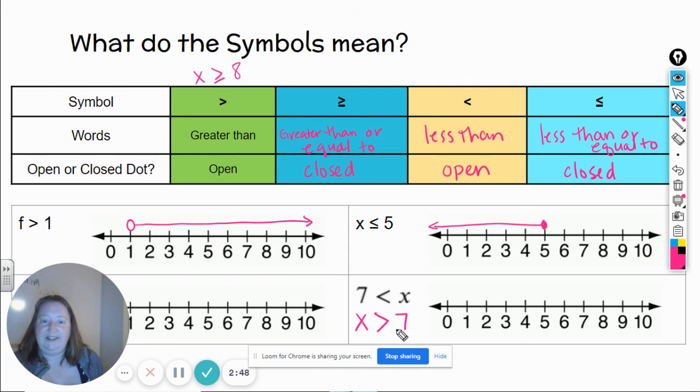This one is very easy to graph. I'm just going to go to where 7 is. It can't be 7 because there's no line under it. So I'm going to have an open circle. And then it says x is greater than 7. Okay, and then I'm just going to skip this one. I think that is enough of those.